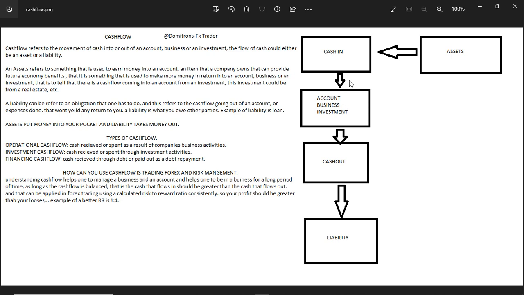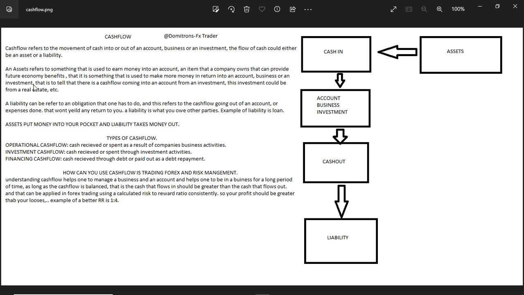Cash comes into the account, the business, the investment, and cash also flows out of the account. The cash that flows out of the account could be for the purpose of liability, and the cash that comes into the account is from your assets. With time we'll talk about what an asset is and what a liability is, and how we can identify and use this in our forex trading.